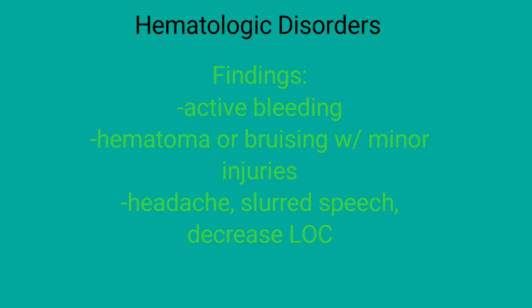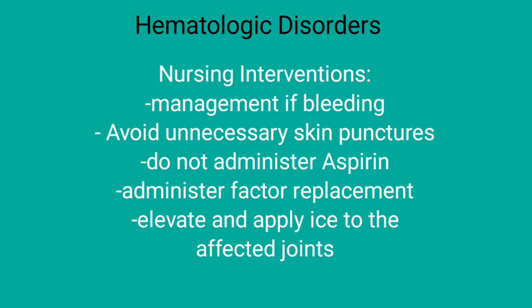Expected findings would be active bleeding, bleeding gums, epistaxis, hematuria, and tarry stools, which means there's blood in the feces. Hematoma and bruising, also headaches, slurred speech, and decreased level of consciousness. Nursing interventions would be management of bleeding. Also, do not administer aspirin; administer acetaminophen instead. Also, administer factor replacement if needed, and then elevate the joints of the child and apply ice. Also, encourage the child to rest and immobilize the affected joints.